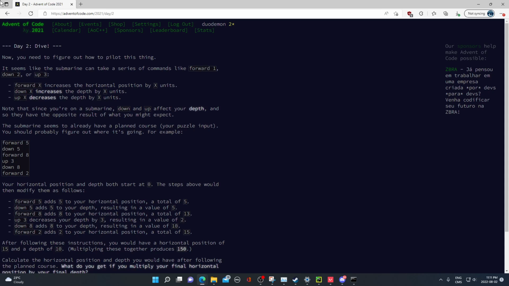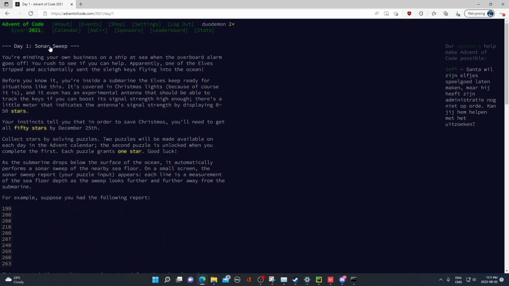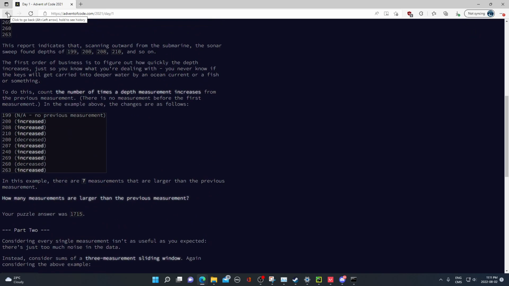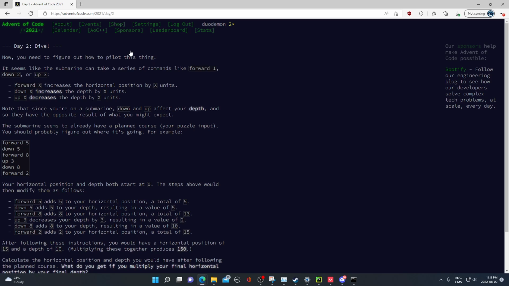So day 1, what was it before? Let's see. I don't even remember. Sonar sweep. Okay, we tried to measure the depths of the position. Oh, we're just trying to map the depth of the seafloor. Okay. So day 2 is dive. After we map the depth, we gotta dive down.